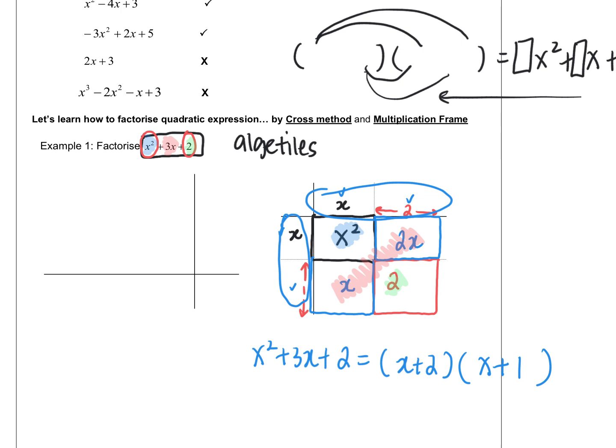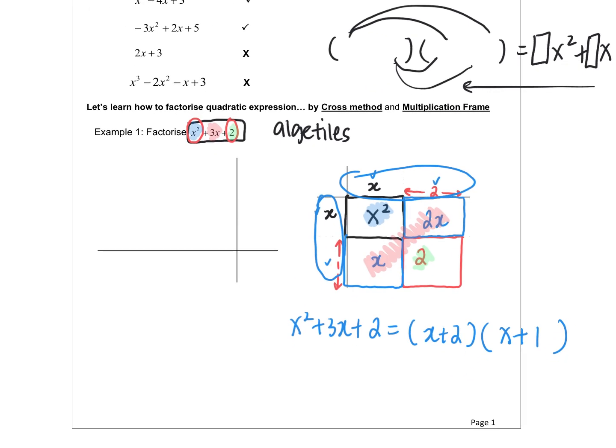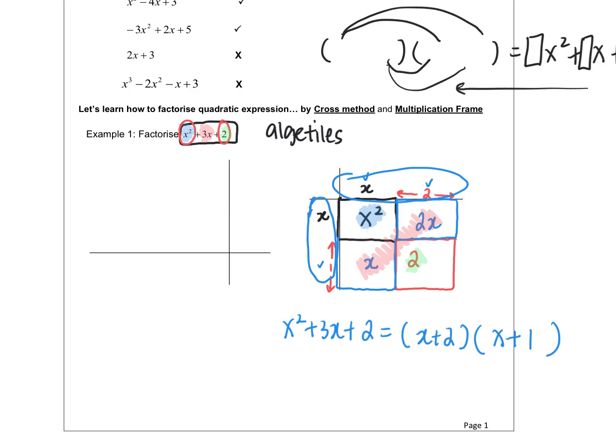Can I use another method? I will show you both methods, and you see which one is better. Find the product and the coefficient, and then the sum is 3. Then you find the factors. Correct, which is this one. I will teach that in a while.